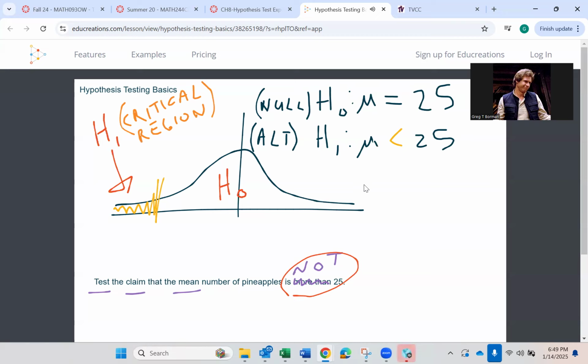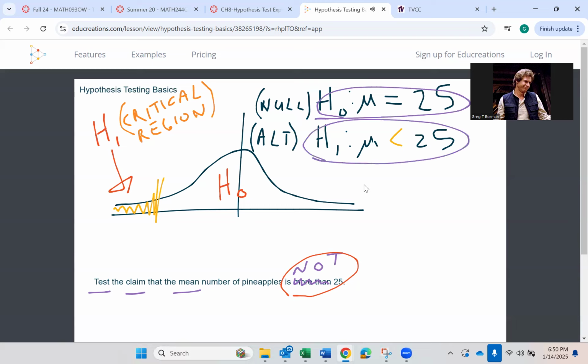Now, there's two ways to determine. Well, I'm getting just a little bit ahead of myself. In a hypothesis test, I'll save the perfect explanation for class. But essentially, what you want to do is follow the hypothesis test procedure and then decide: am I going to go with H0 as my solution, the mean is 25 pineapples, or am I going to go with H1, the mean is less than 25 pineapples? Whichever one you go with, that's basically your answer. And then you'll write it up kind of like we did with confidence intervals.